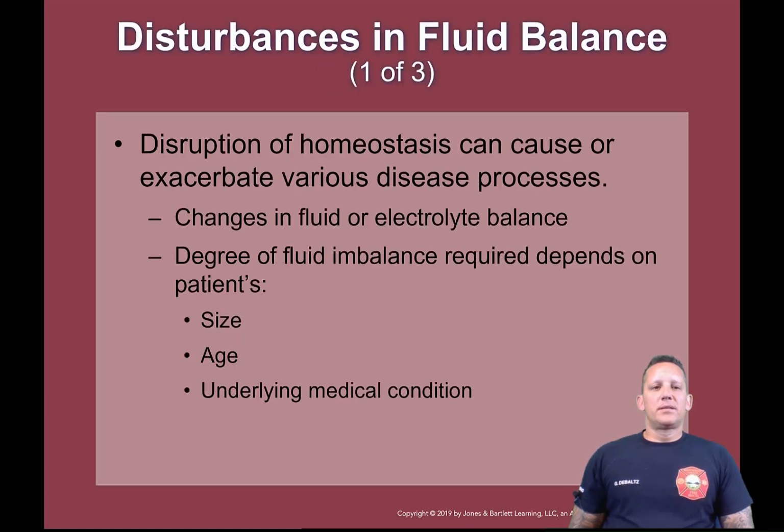Disturbances in fluid balance. So the disruption of homeostasis can cause or exacerbate various disease processes. So there can be some changes in fluids. That could be the volume or the electrolyte balances. The core four being sodium, potassium, calcium, and magnesium. There are also phosphates in the body. The degree of fluid imbalance required depends on the size of your patient, the age, and their underlying medical condition.